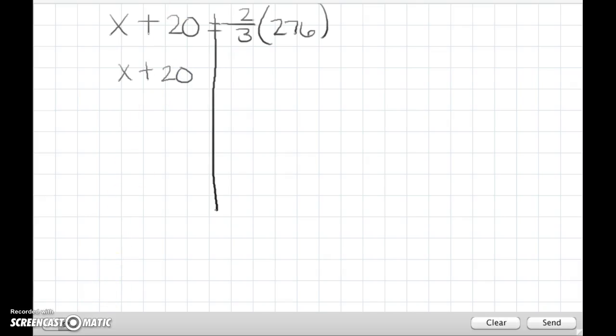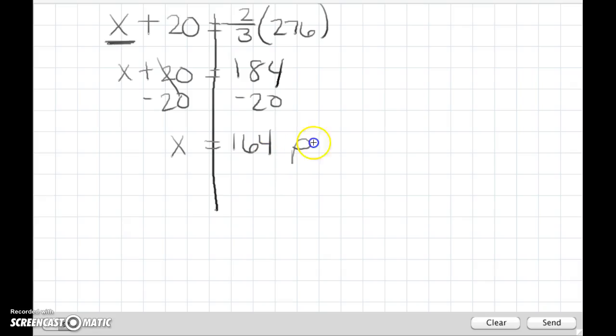If I grab my calculator here, I'm going to take 276 times 2 and divide that by 3. And you get 184. And then subtract 20 from each side. So X equals 164. So the question asked, how many pages did she read last week? Well, it was just the X that represented last week. So our answer is 164 pages.